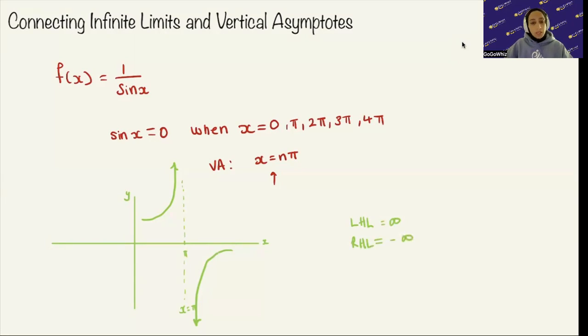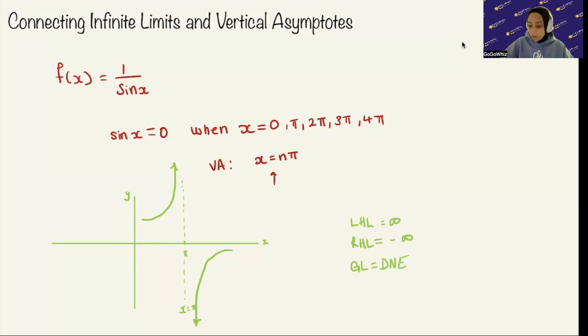Now, what would we say about the general limit? We always considered the left-hand limit and the right-hand limit. What had to be true? They had to be equal for us to have a general limit. So in this case, we don't have a general limit. The general limit does not exist. Now, if they were going in the same direction, then it would exist.